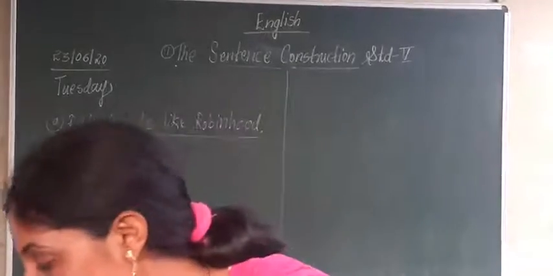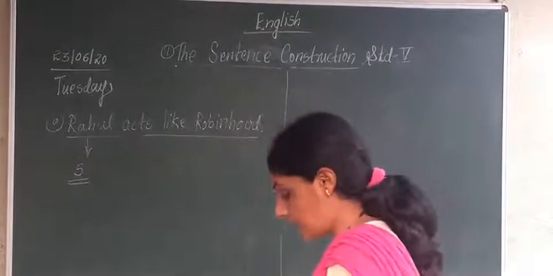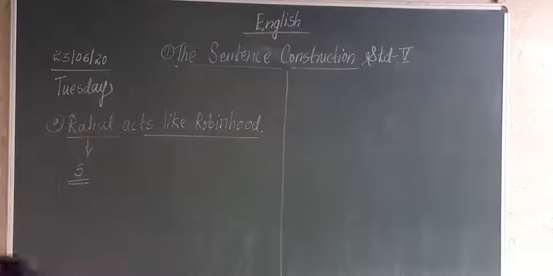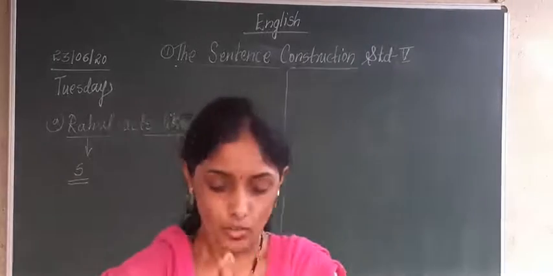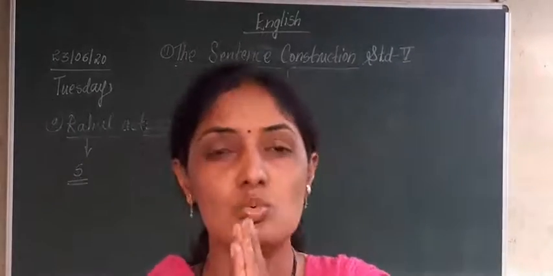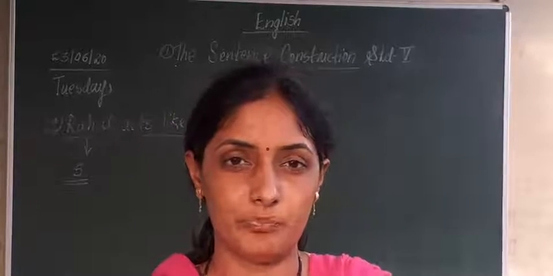Now, three rules are there. I would like to repeat those rules again. You have to repeat those rules with me, okay? Along with me, you have to repeat those sentences. Now, I am telling you, subject of the sentence is doer of action.